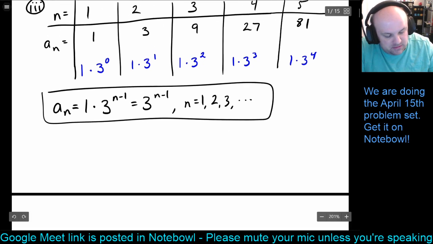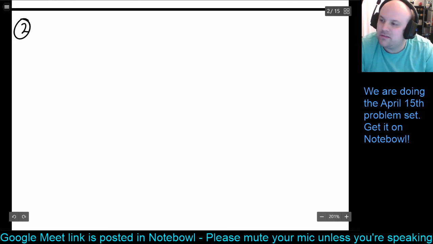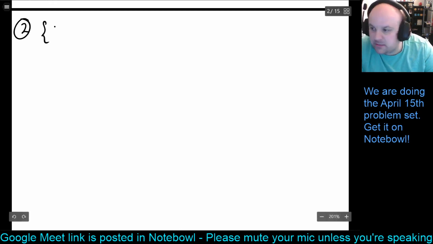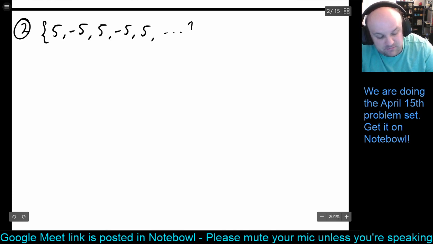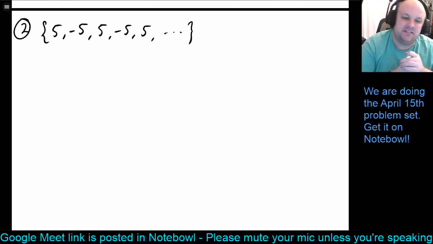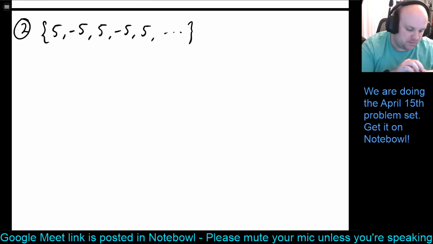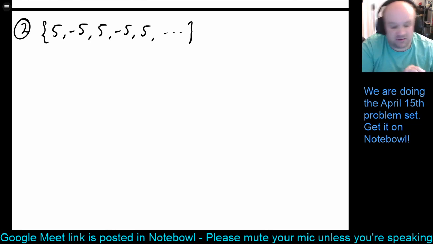Okay. Let's look at problem 2 then, or part 2. Right. So here we're looking at the sequence that's 5, negative 5, 5, negative 5, 5, and so on. Right. So looking at something like this, we want to answer these same 3 questions. What are the next 2 terms? What's a recurrence relation? And what's an explicit formula? Right. So this one is probably a little straightforward, or a little simple, hopefully, to figure out.